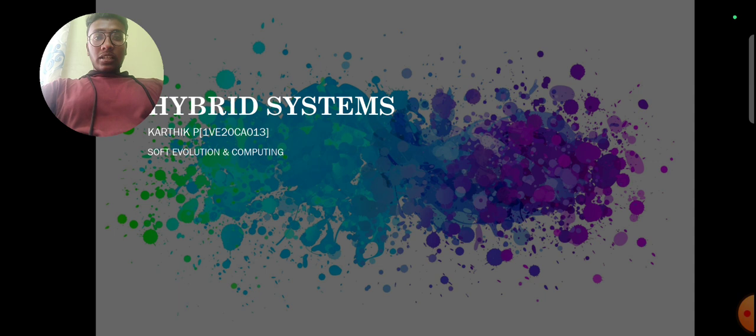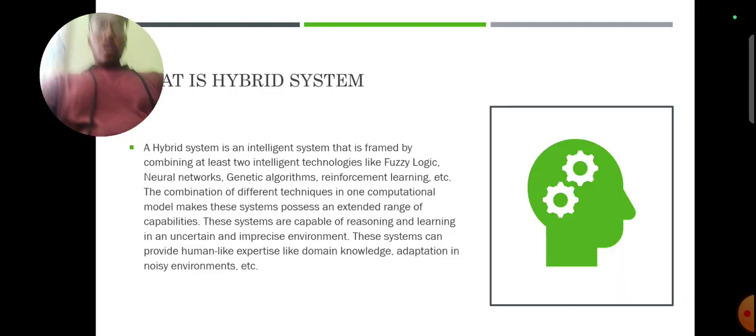So today we are going to discuss hybrid systems mainly. So what are hybrid systems? A hybrid system is an intelligent system that is framed by combining at least two intelligent technologies like fuzzy logic, neural networks, genetic algorithms, reinforcement learning, etc. The combination of different techniques in one computational model makes these systems possess an extended range of capabilities. These systems are capable of reasoning and learning in an uncertain and imprecise environment. These systems can provide human-like expertise in domain knowledge, adaptation, and noisy environments. These are known as hybrid systems.